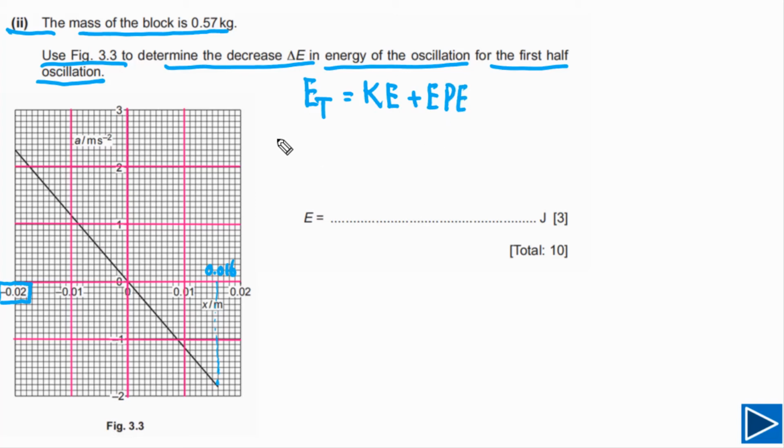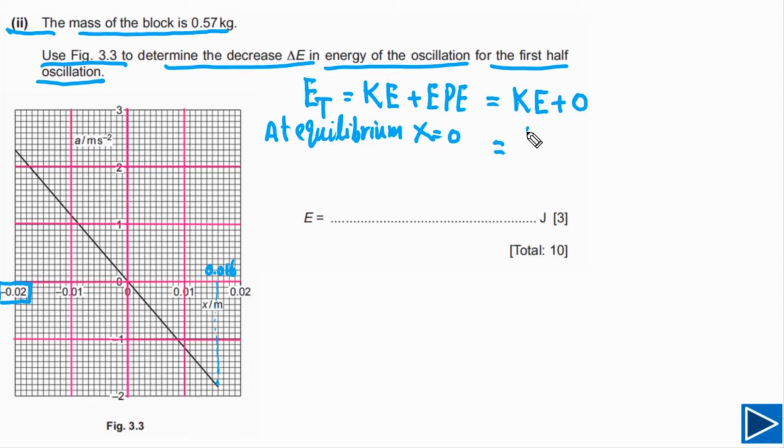If we talk about equilibrium, at equilibrium, displacement is equal to 0. If displacement is equal to 0, it simply means that there is only kinetic energy, means the total energy is only equal to kinetic energy. So EPE is equal to 0.